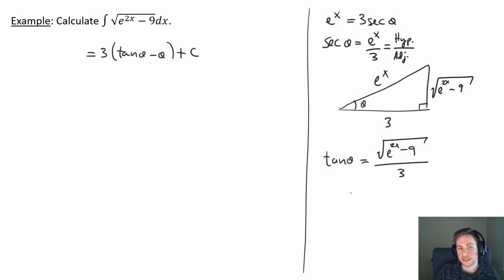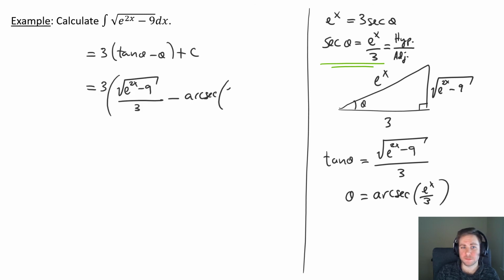We also need to calculate theta, which is not a ratio, it's an angle. So we need to go back to our substitution and isolate for theta. And for that, you can apply arcsec to both sides. And if you do that, you'll find theta is arcsec of e to the x over 3. After plugging these expressions into our final answer, we're finished with this problem.